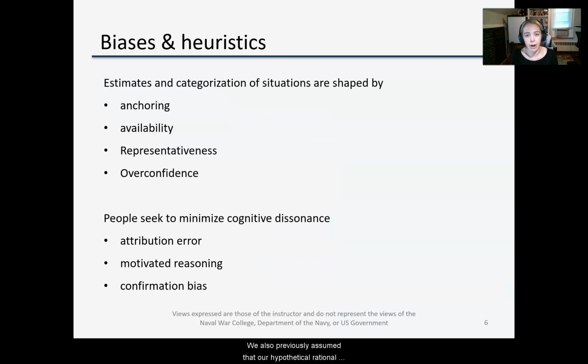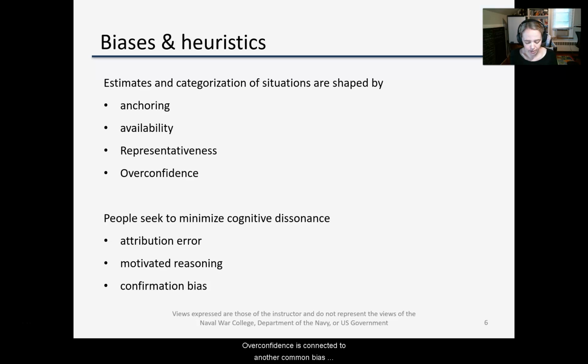We also previously assumed that our hypothetical rational decision maker had unbiased beliefs that were updated as new information became available. But people's beliefs about the world frequently are biased in particular ways and are often slow to update based on new available information. For example, when people are asked to estimate a quantity or a probability, they often unknowingly use anchoring, availability, and representativeness heuristics. Their estimates are biased by extraneous information, things that happen to be easiest for them to remember, and how similar the situation is to other situations they've encountered. People also tend to be overconfident in themselves and their ability to understand and control situations.